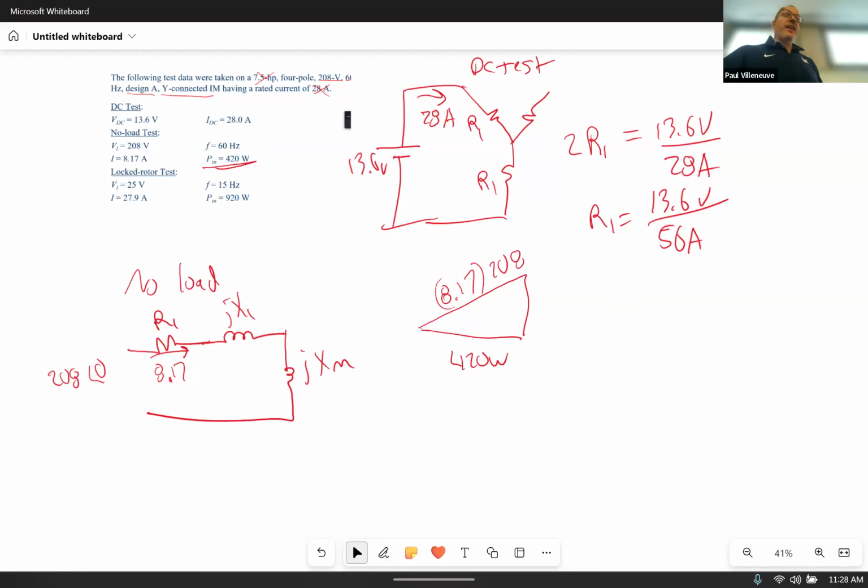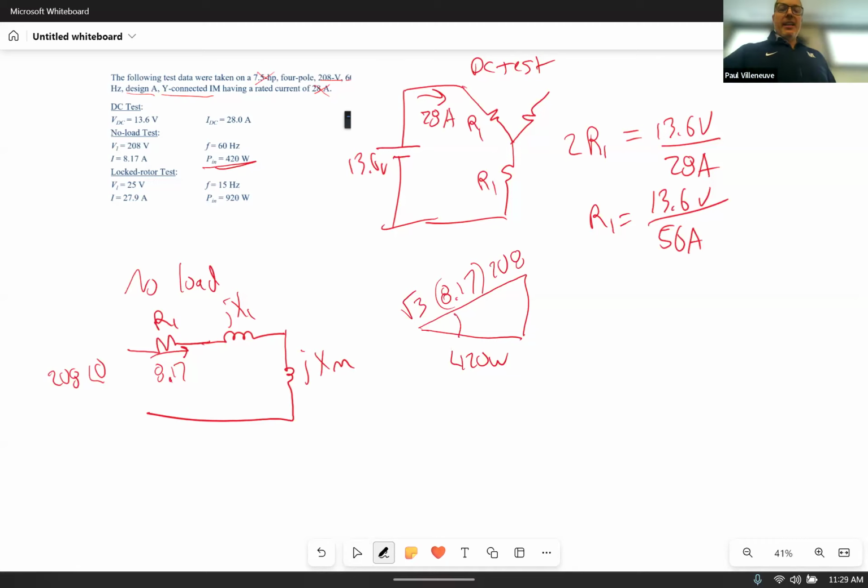Yeah, this is 3-phase, right? So that 420 watts is the total power consumed. If I'm trying to get the total S, I need to multiply, because that's a line voltage, the 208 volts. And I'm going to assume that the line, well, I don't assume it. I know that the voltage, the phase current and the line current are the same. So it's square root of 3 times 8.17 times 208.